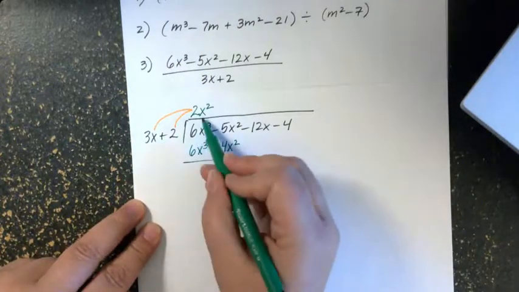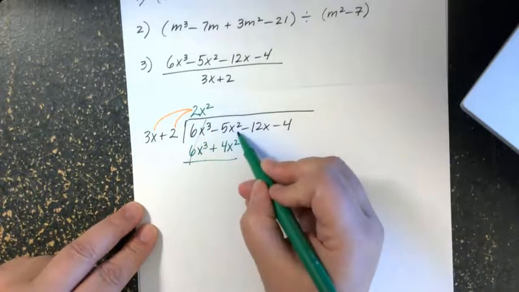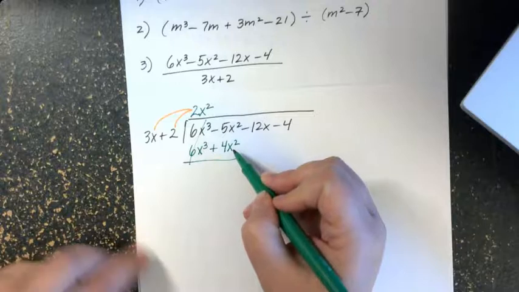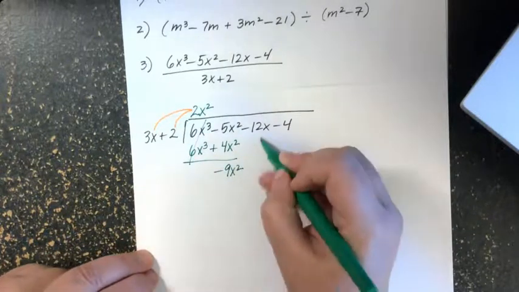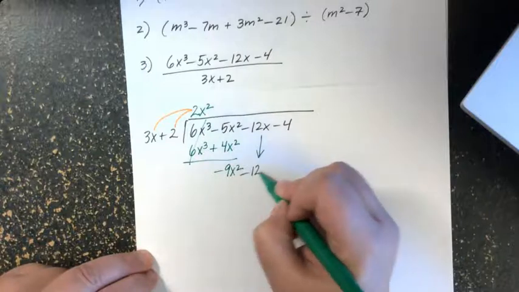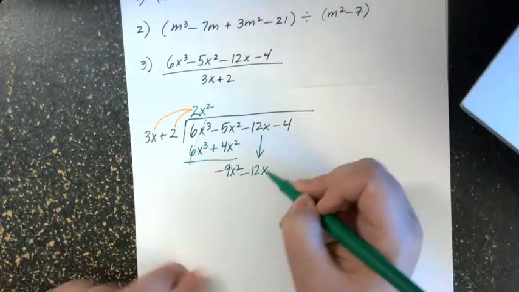All right, this subtraction gives me 0x cubed, negative 5x squared minus 4x squared. Be careful with your subtraction. That's negative 9x squared. I'm going to bring down this term. 2 terms out here means I need 2 terms on deck.